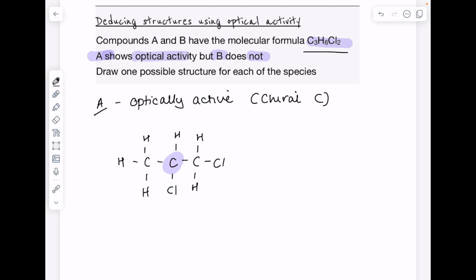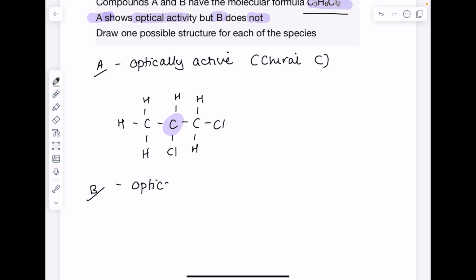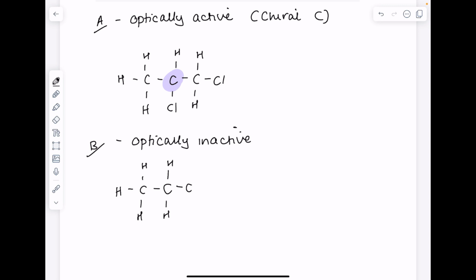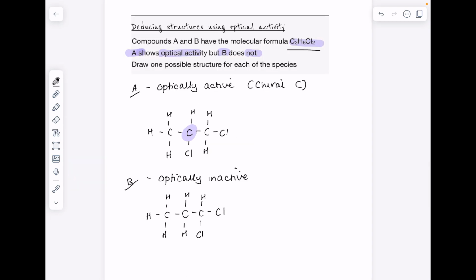It is optically active. And then what about the structure of B, which we know is optically inactive? So we need to arrange these atoms so that we don't have 4 different groups attached to that central carbon. So B is optically inactive. The easiest way to draw that is by drawing that central carbon and then immediately adding 2 identical groups, in this case 2 hydrogen atoms. This renders this structure immediately optically inactive because they are the same group, and then all I've done is make sure I fill up with the rest of the atoms to ensure that the overall molecular formula is correct.